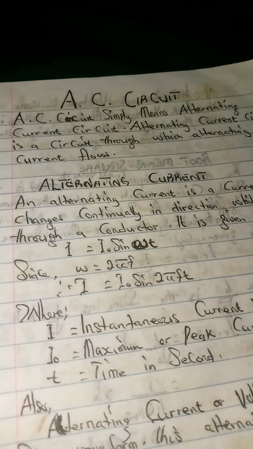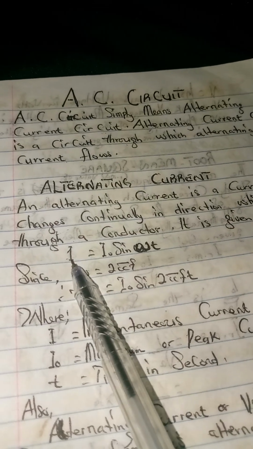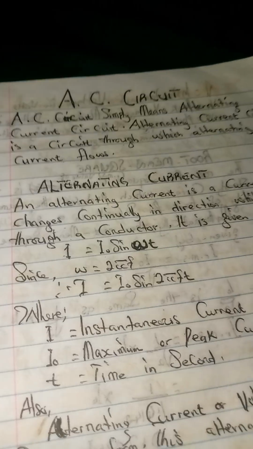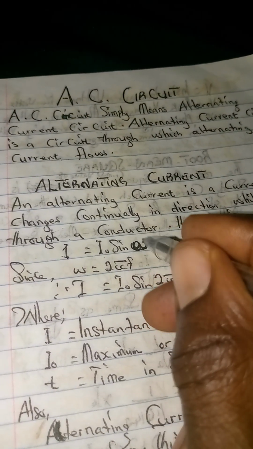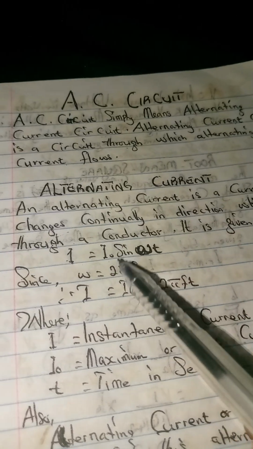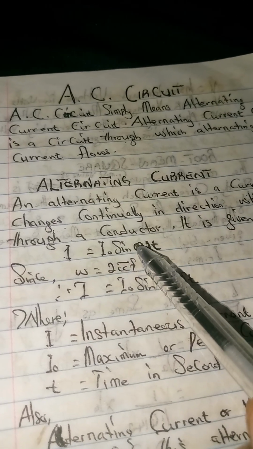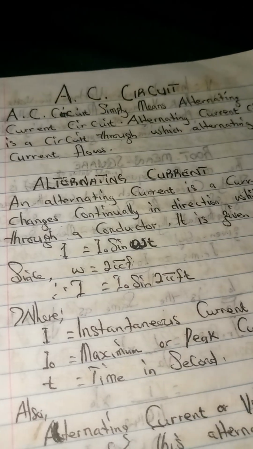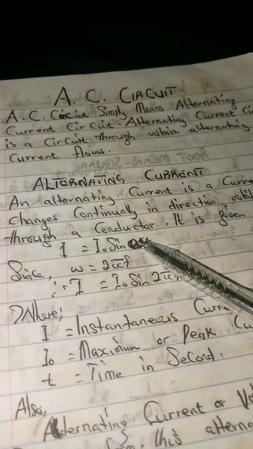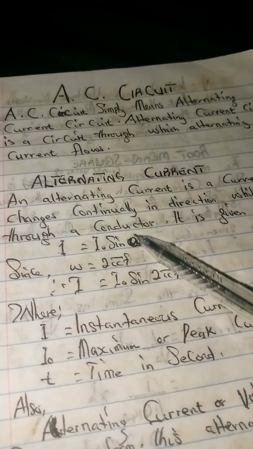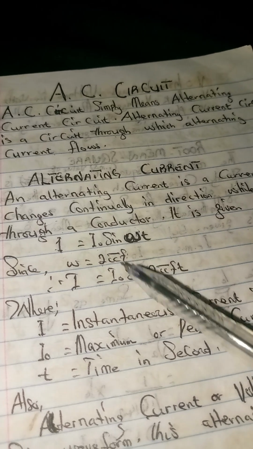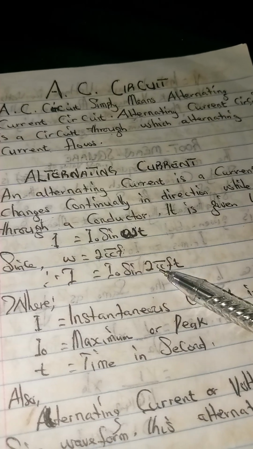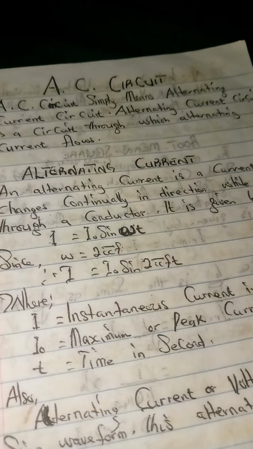Now, it is given by I equals I naught sine omega t. Now, this omega t is your angular speed, but let's not go there. Omega is equal to 2 pi f. Now, let's substitute for omega in this equation. In place of omega, I put 2 pi f, so I have I equals I naught sine 2 pi f t. You understand? Then my t is still there.